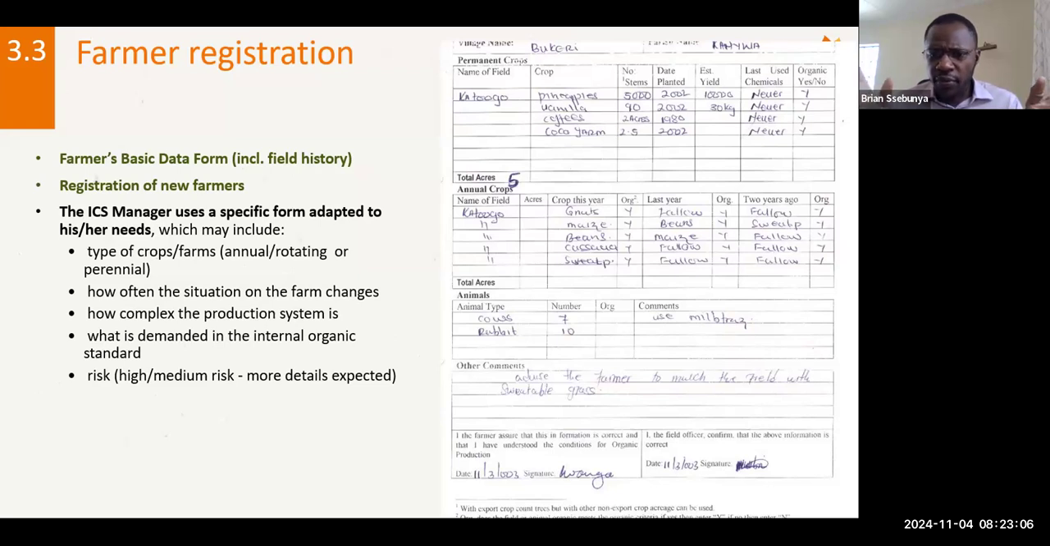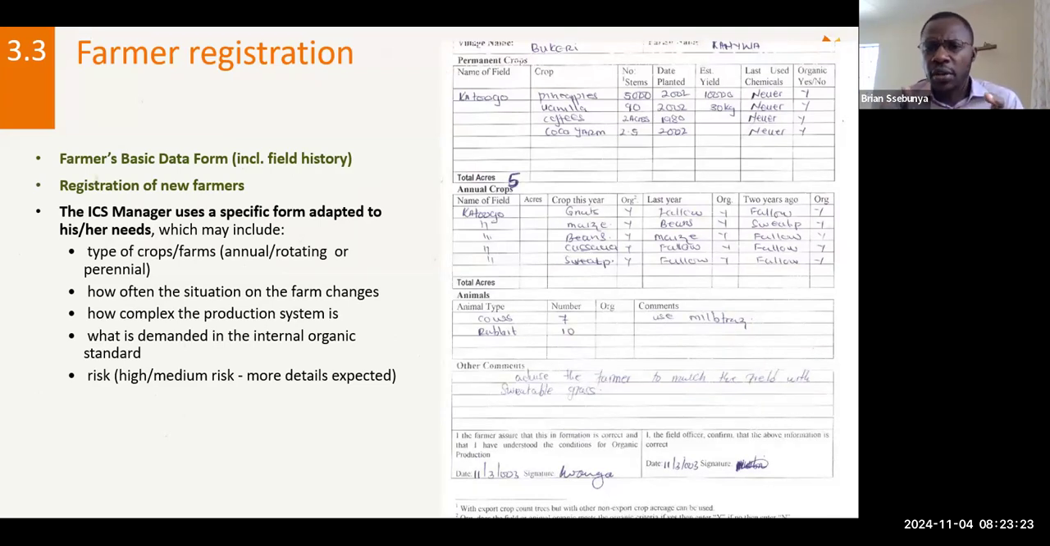And this time, of course, you have different templates you're using, but this is just an illustration, an example of the template you can use. Collect information: when did they start, what is the size of that land, how much of that crop is grown, when did they last use inputs, etc.